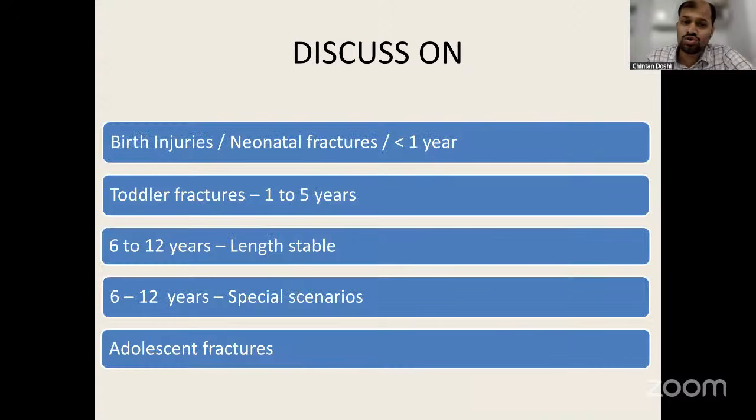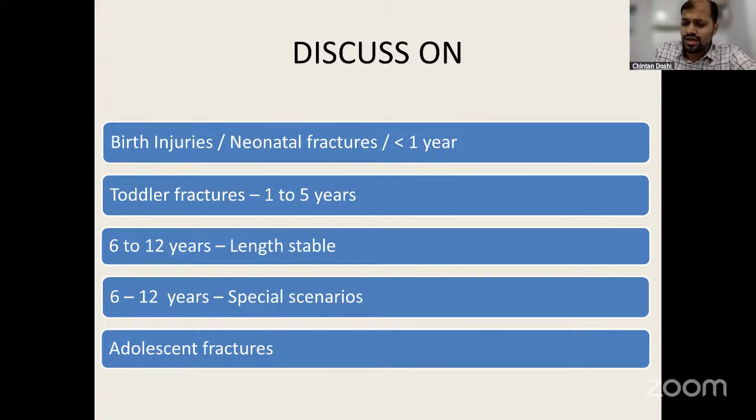So I'll be talking on this by taking examples at various age groups. We'll first see those kids who present to us at birth as birth injuries, when they're delivered and there are fractures at delivery or within the first year of life. Then we are going to see toddlers, between 1 to 5 years, who have just started walking and who have high remodeling potential. Then we are going to see those between 6 to 12 years of age, how the modality of treatment is different, and then go on to the special scenarios and then the adolescent fractures.